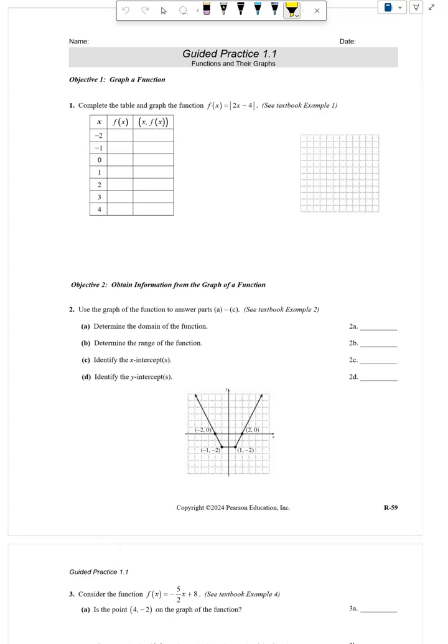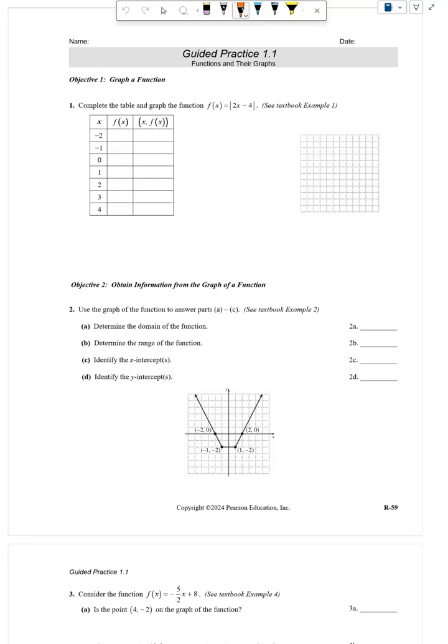Okay, so now we're going to talk about functions and their graph. So our first objective is to graph the function. So number one, we're going to complete the table and graph this function, f of x equals the absolute value of 2x minus 4.